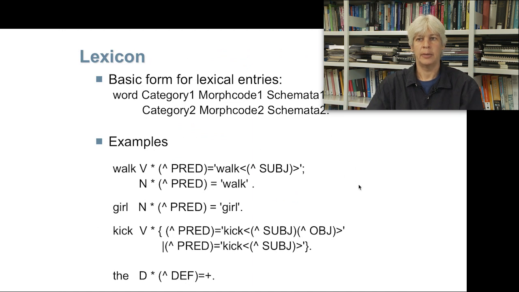Now let's look more at parts of the grammar. Let's look at the lexicon. The basic form for lexical entries is the word, the kind of category it is, and something called a morph code. This is very particular to XLE. You can have two types of morph codes. One indicates that it's a full form. This is the star that you've got there. It looks like the Kleene star, but it's not the Kleene star. It's the same star, but it has a different meaning.